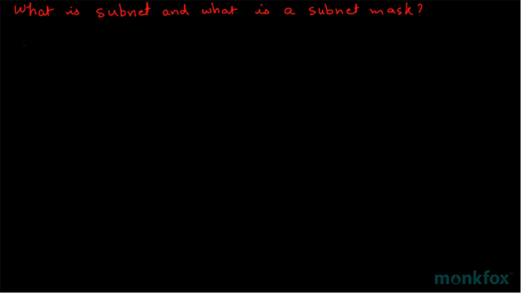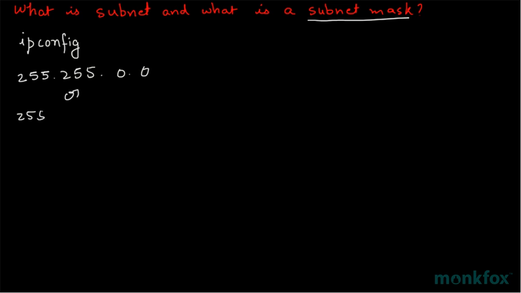If you want to see what a subnet mask looks like, you can go to your Windows command prompt and type the command ipconfig, and please note the value of the subnet mask there. Typically a subnet mask looks something like 255.255.0.0 in some systems, or it can also look like 255.255.255.0.